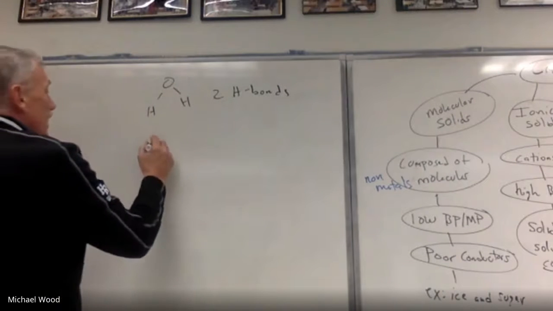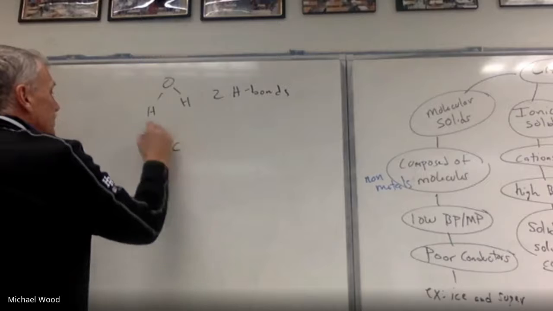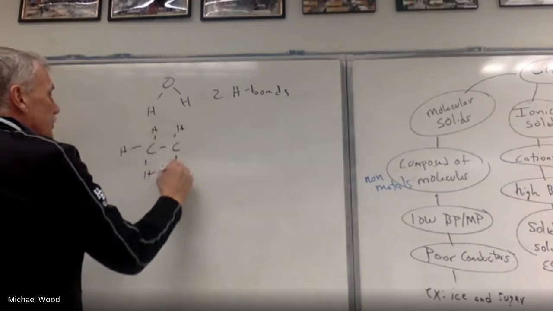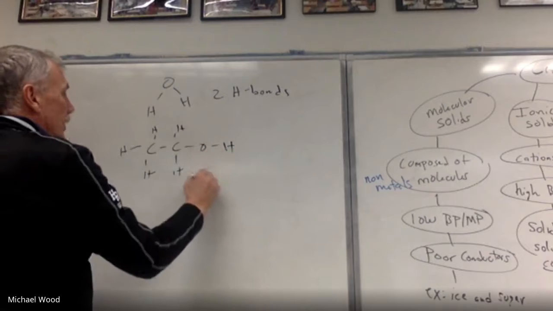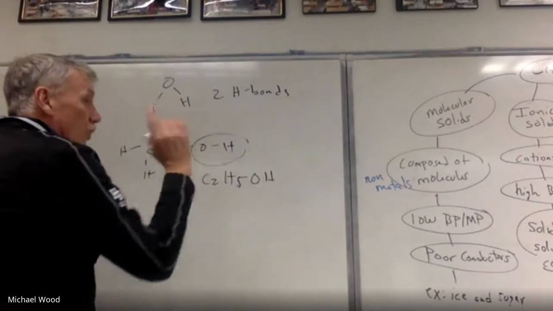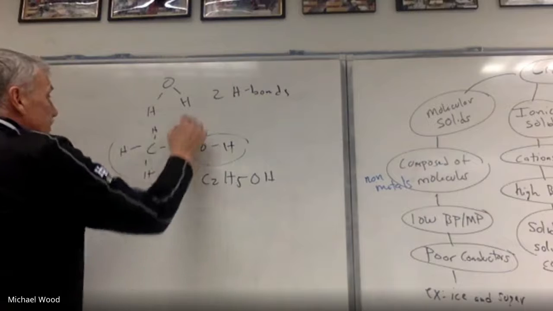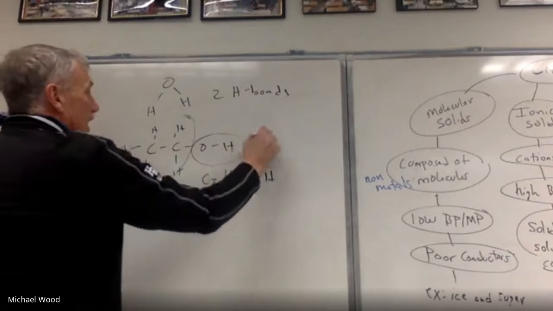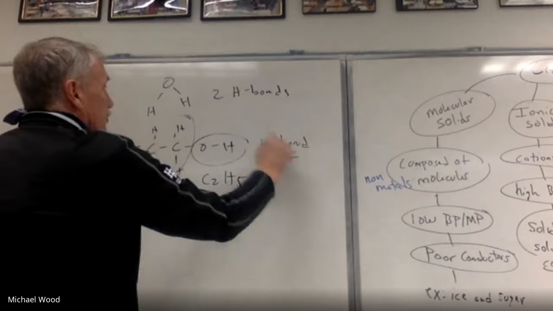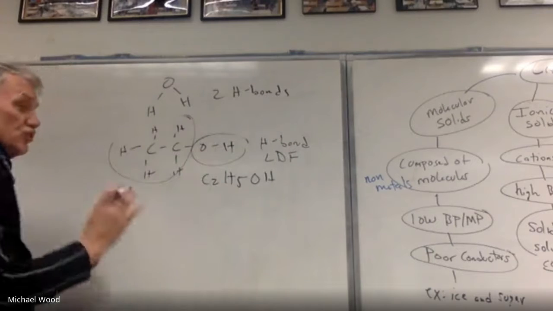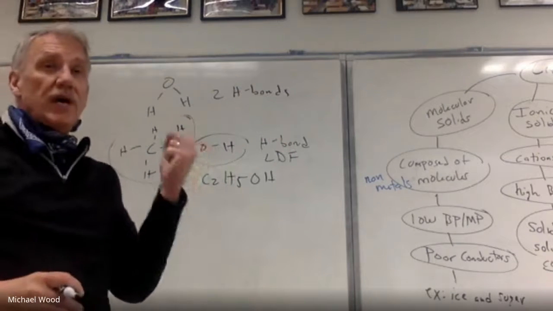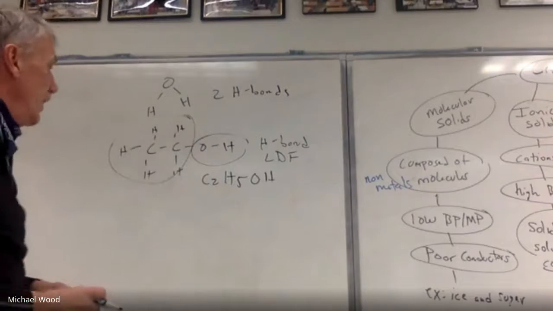Then the ethyl alcohol looks like this. This is the one in the middle, the C2H5OH. This one has a hydrogen bond too, but there's only one hydrogen bond, and then there's a lot of London dispersion forces. That means water has a stronger intermolecular force. It's held together tighter, so not as many molecules are going to evaporate.